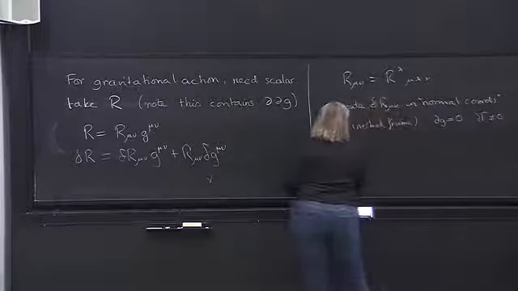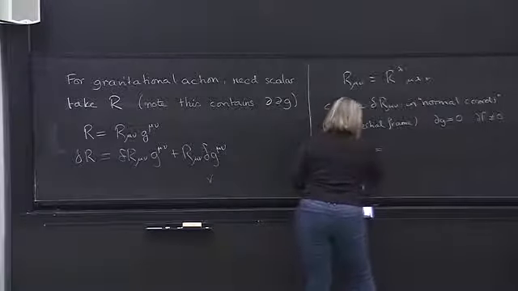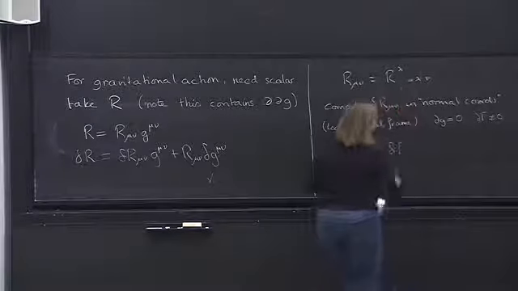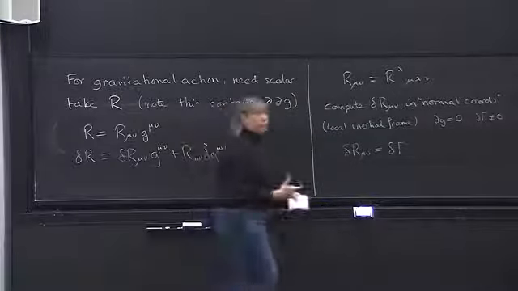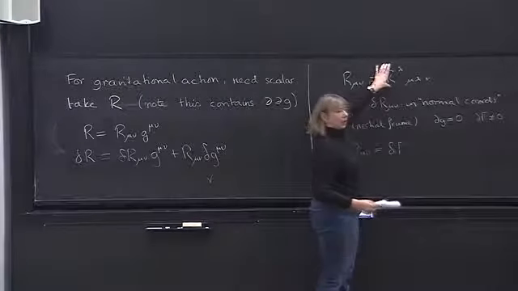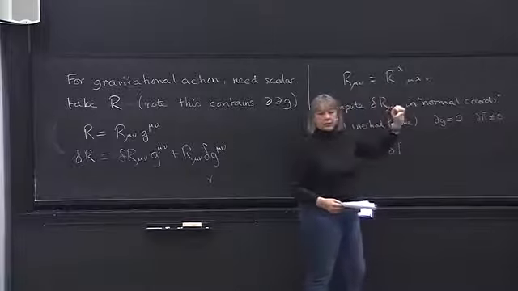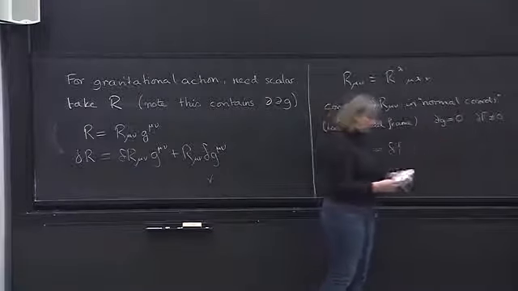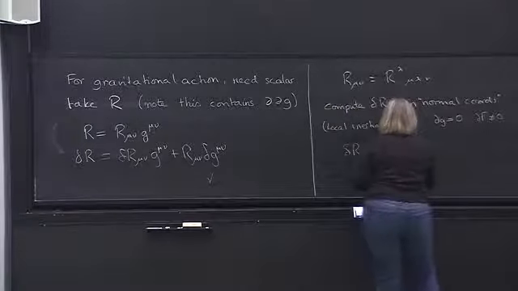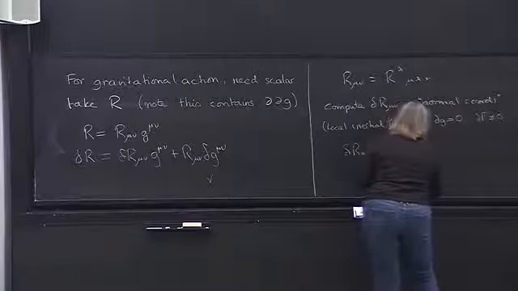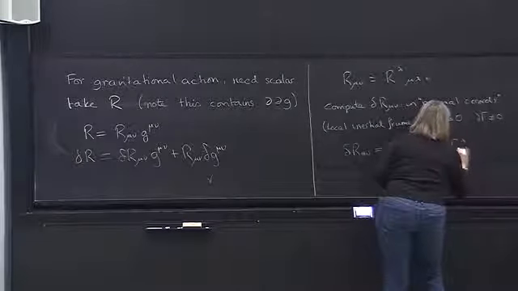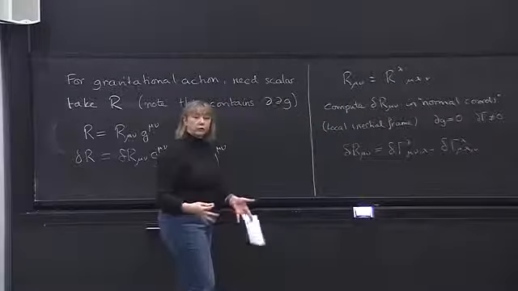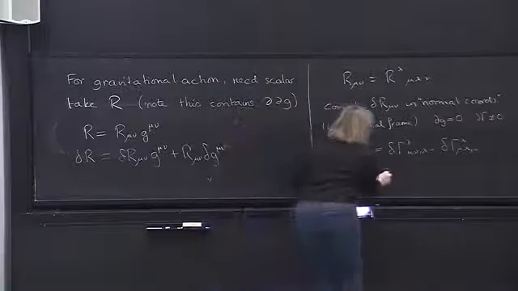So delta R mu nu in that case is simply going to be, if I write down what my Riemann tensor is. Remember, the Riemann tensor has d gamma pieces in it and gamma gamma pieces. Now, in normal coordinates, the gamma gamma pieces vanish, and so I simply have just the derivatives of gamma.